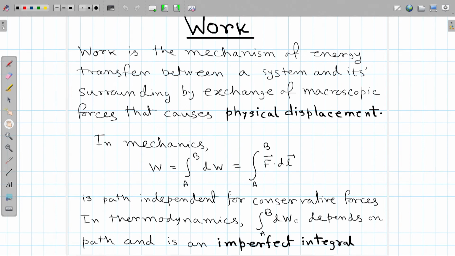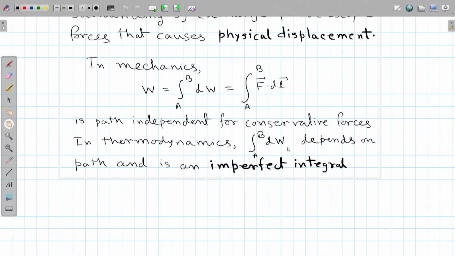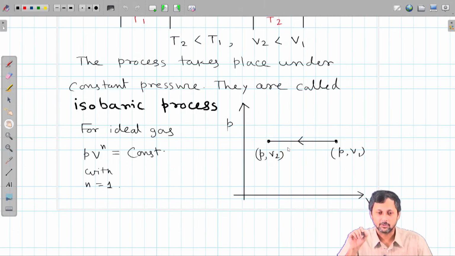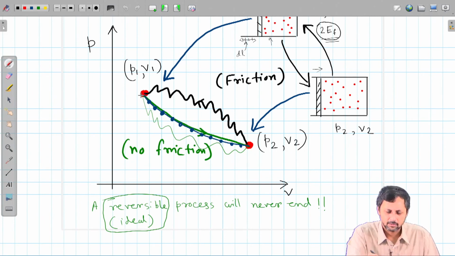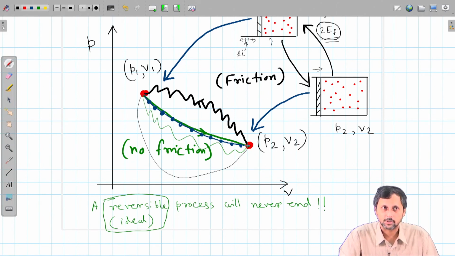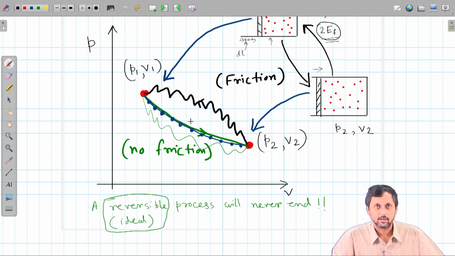But in general, in thermodynamics, the forces are not conservative, and what we have is an imperfect integral. That means the integration is path dependent. Depending on which path the system takes from the first state, state A to state B, or state 1 to state 2, the work done will be different. So, let us go back to this diagram. If I take this path, we will have one work done. If I take this path, we will have another work done, and so on and so forth, right?